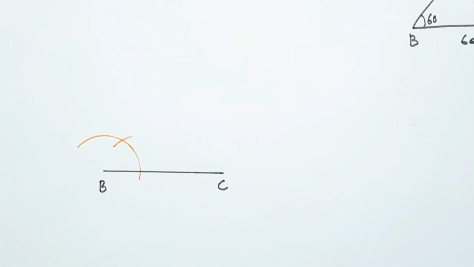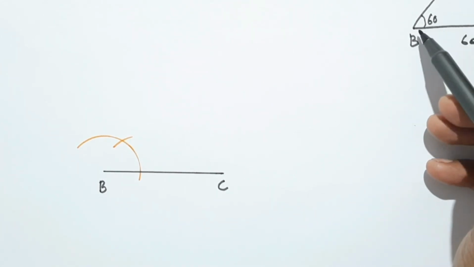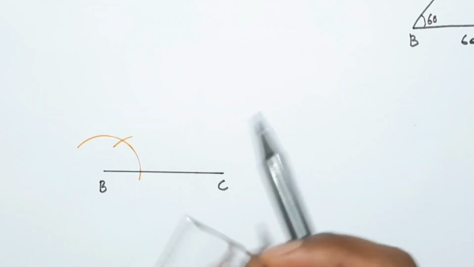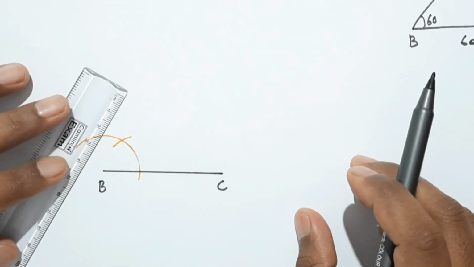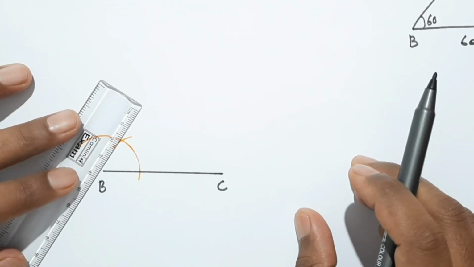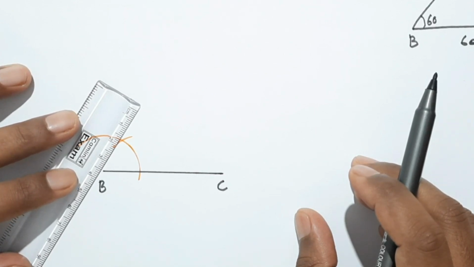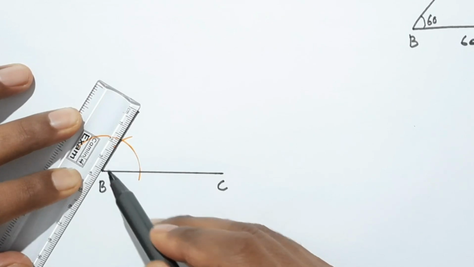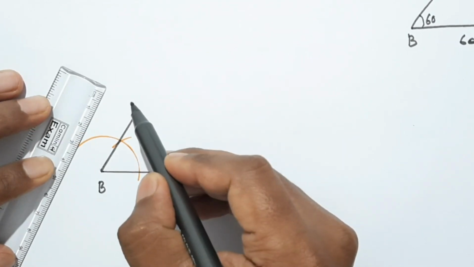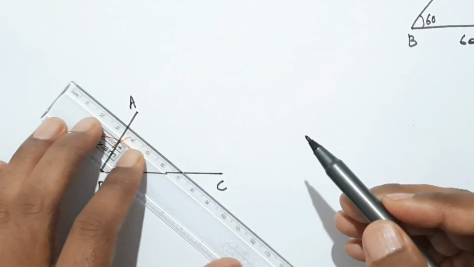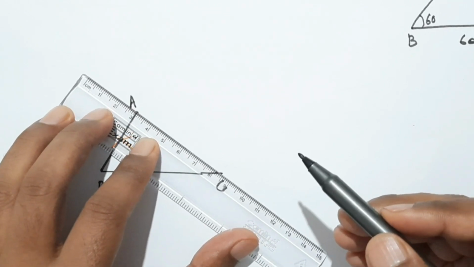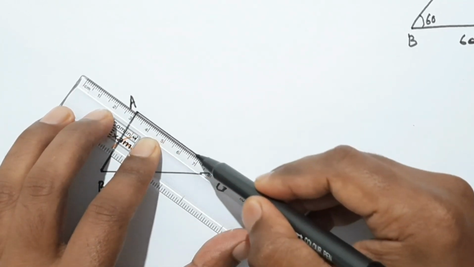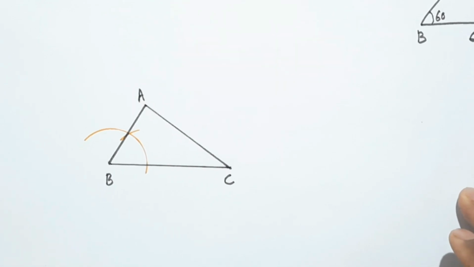So the length of AB is 3.5 centimeter. So we'll draw a 3.5 centimeter line segment here, at 60 degree. So this point is A and then join AC. Now our triangle is completed. So this is first part of this question.